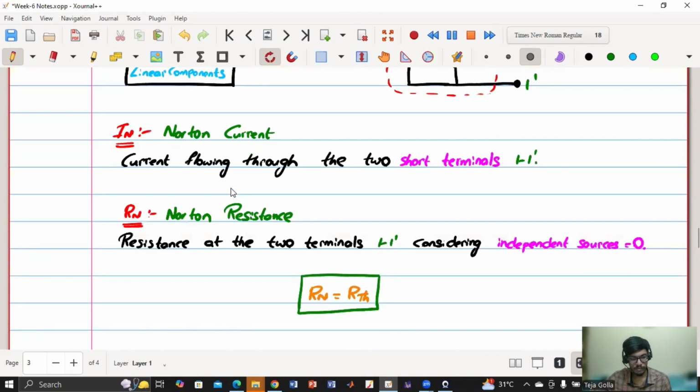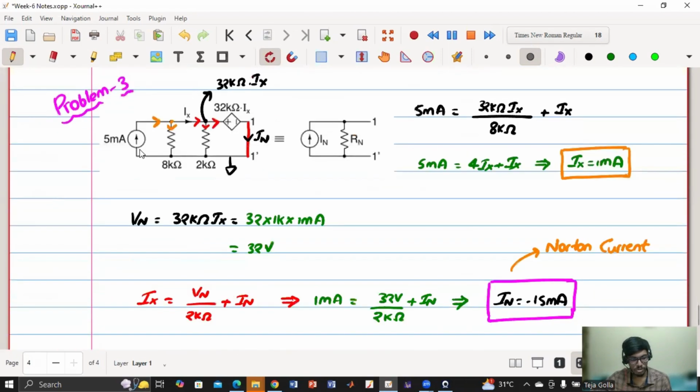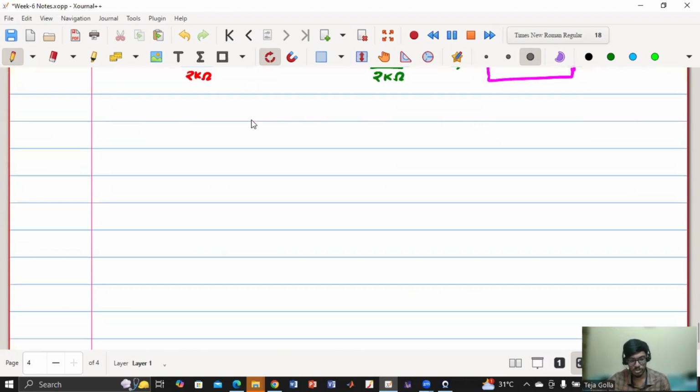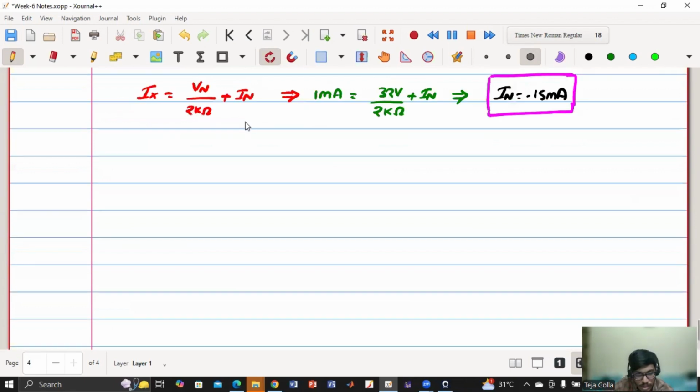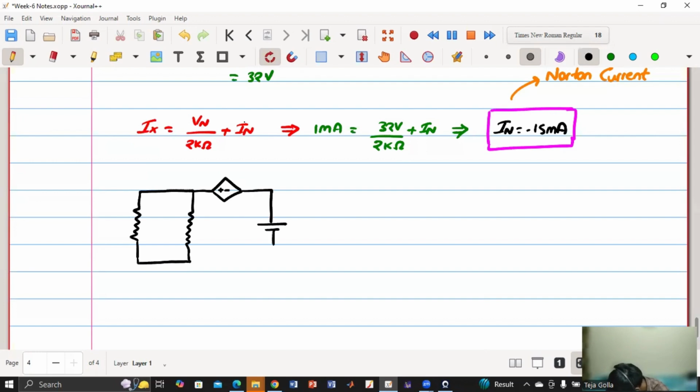But if you see, we have to consider independent sources to be zero. As there is only one independent source, which is current, we'll open circuit. So we have resistor, dependent source, 8K and 2K. So for calculating the Thevenin resistance or Norton resistance, we have 8K here, 2K here, and then plus minus here. And we are connecting one V test and we'll calculate the I test.